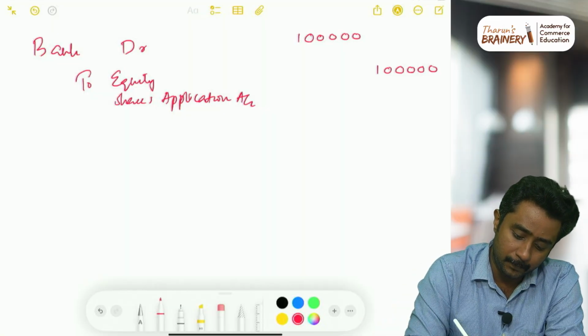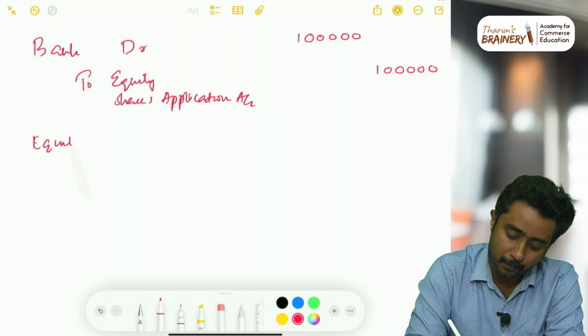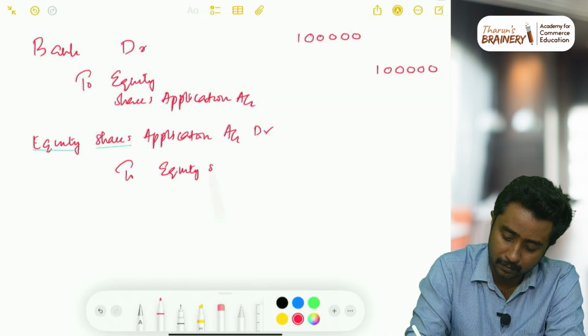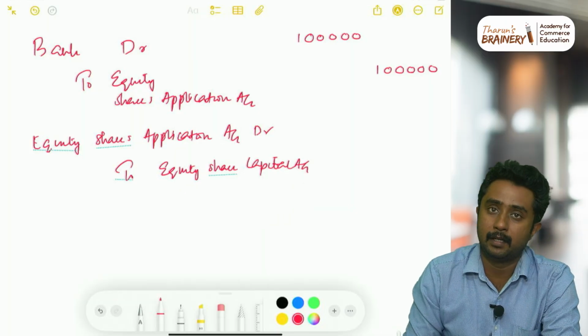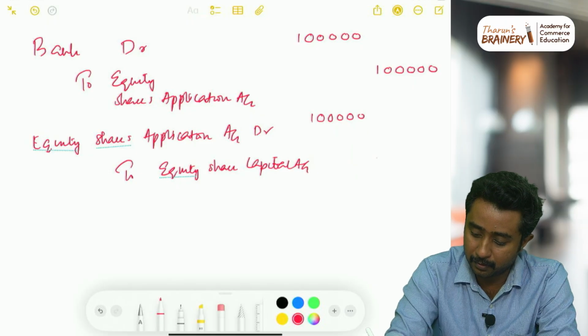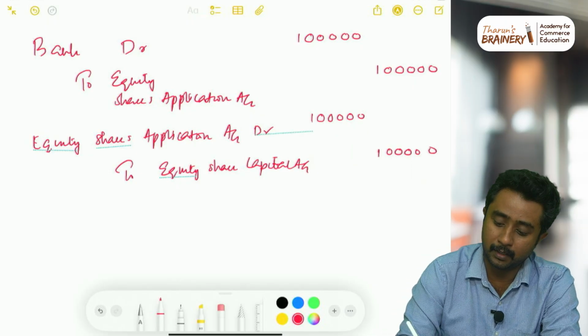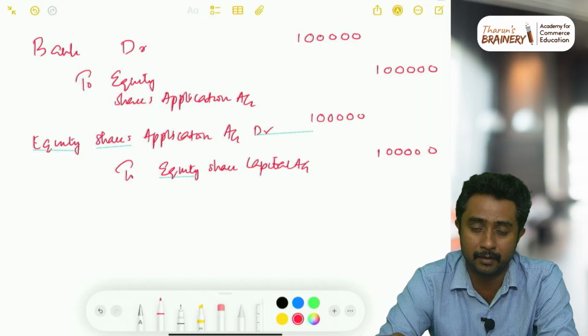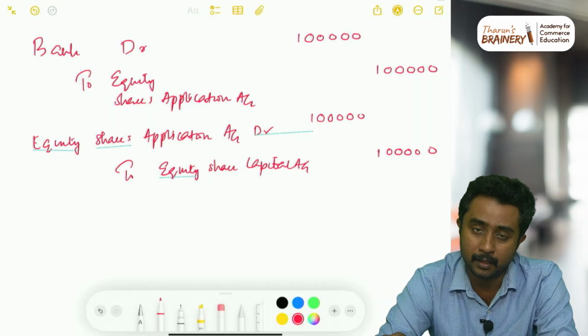Now the next entry will be passed like this: equity shares application account debit to equity share capital account. How much will we transfer? The entire 1 lakh we will transfer to equity share capital. Remember, the entire 1 lakh is actually face value. That is why we are transferring it like this to equity share capital account.